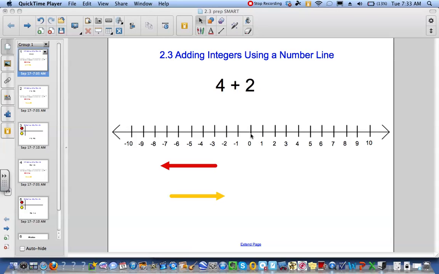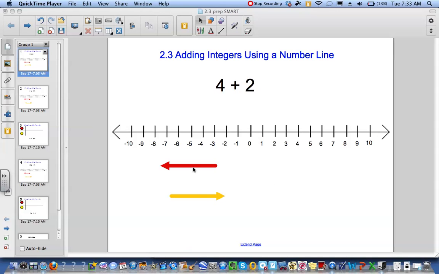Often the number lines you've seen in the past have gone from 0 up. Now we're including 0 to 10 and 0 to negative 10, so we have both sides of a number line now. We're going to start with a very basic problem. Most of you know 4 plus 2. 4 plus 2 is 6, even if you count it on your fingers.